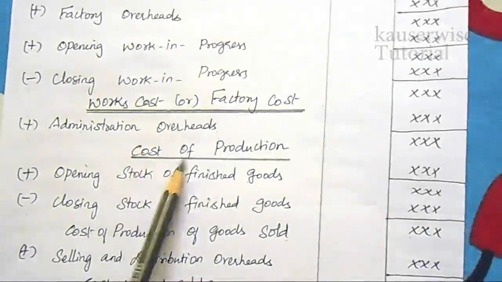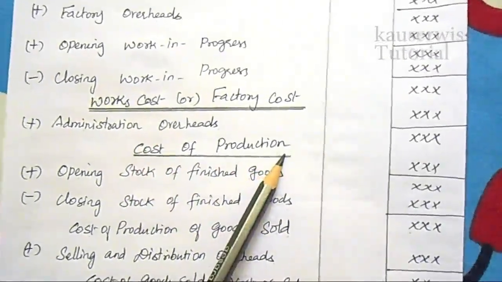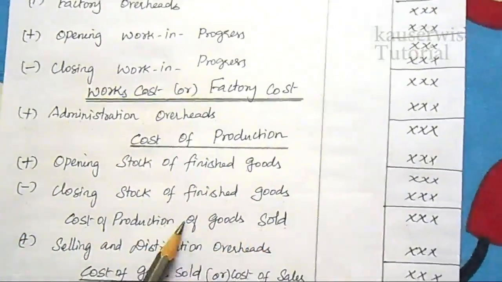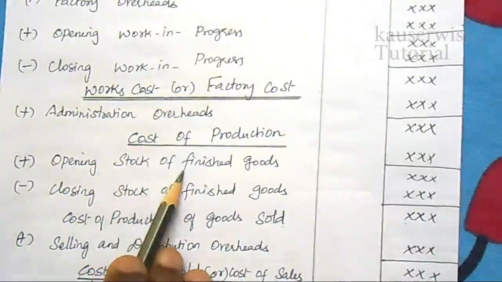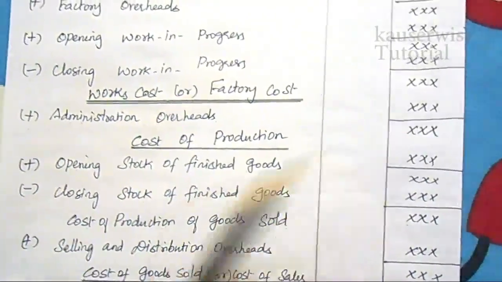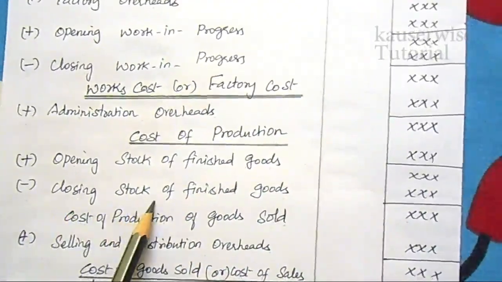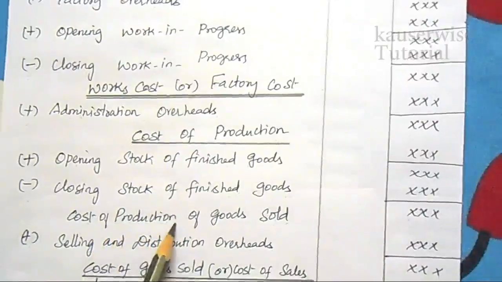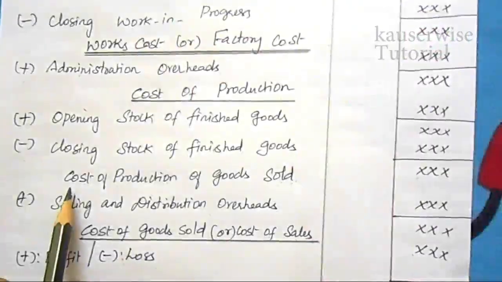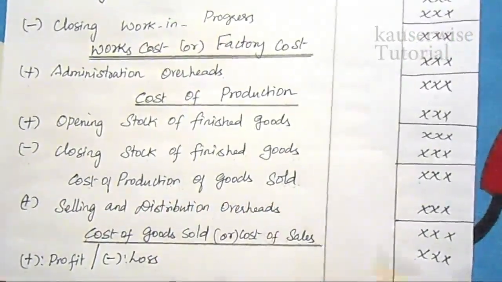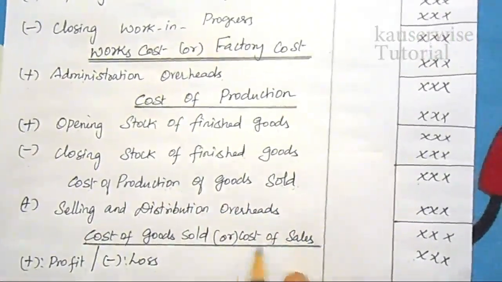After finding the cost of production, then we need to calculate cost of production of goods sold. For that, take the opening stock of finished goods, add along with the cost of production and subtract closing stock of finished goods. Then you will be getting cost of production of goods sold. After finding the cost of production of goods sold, the next step is we need to calculate cost of sales.